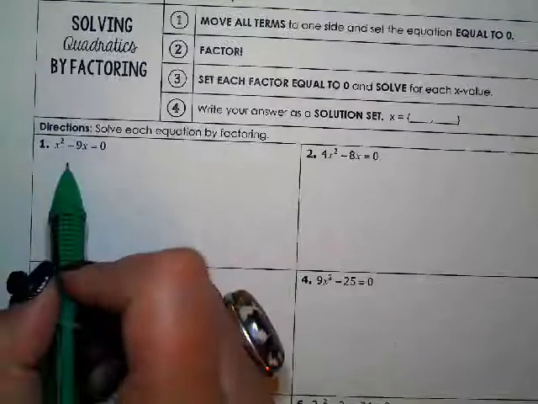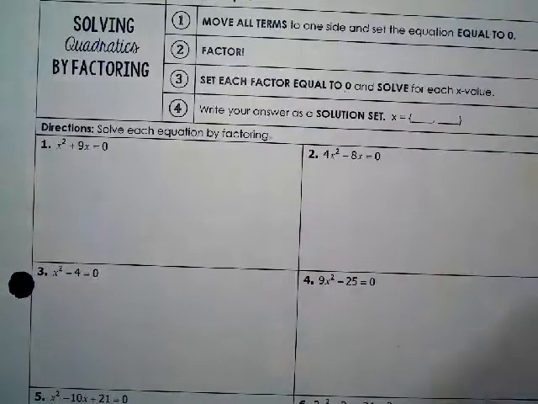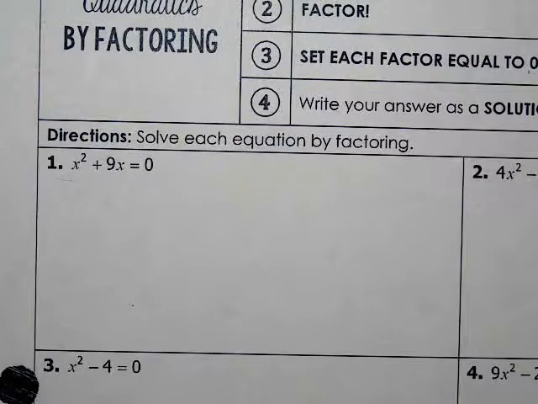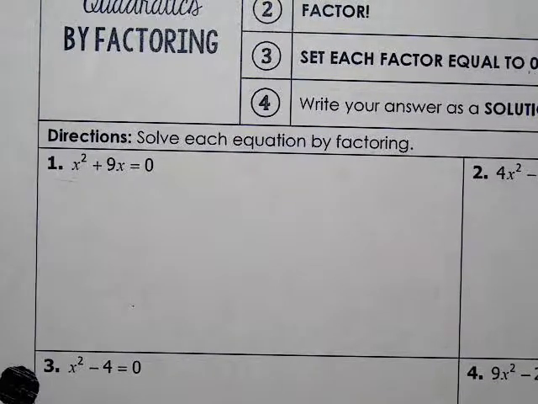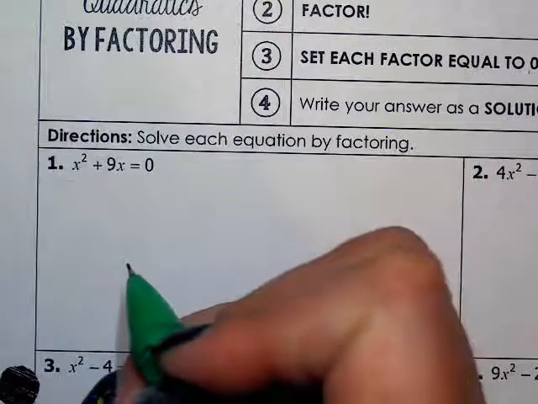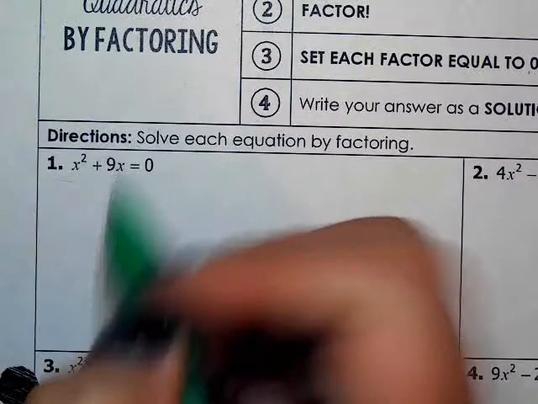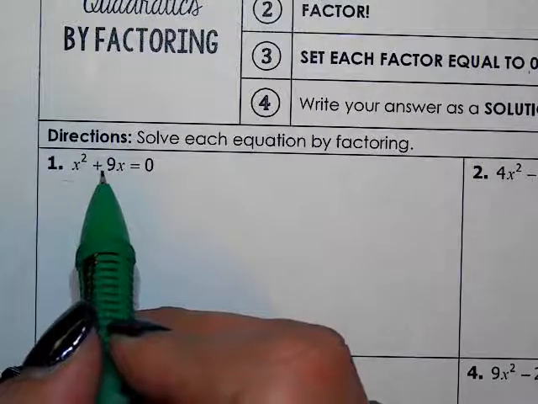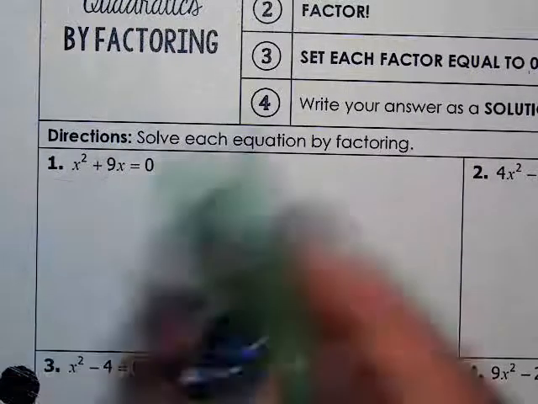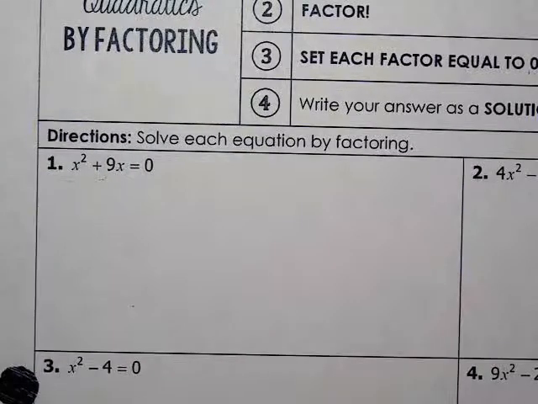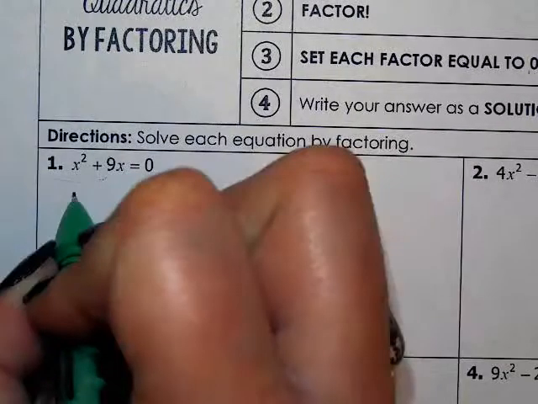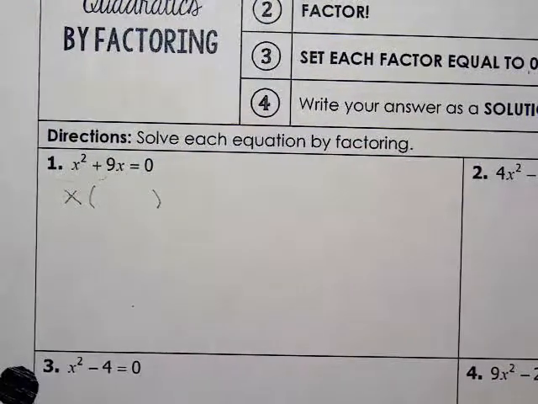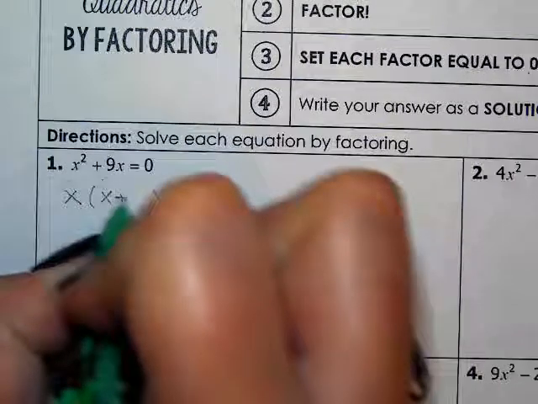Okay, so if we look at number 1, what type of factoring problem is it? It already equals 0, so it's ready to go. What type of factoring problem is number 1? Yeah, GCF. It's not difference of squares because it has a plus. So it's GCF, and what is the GCF? X. Okay, so we're going to take an X out, and we still have 2 terms left over. X plus 9.